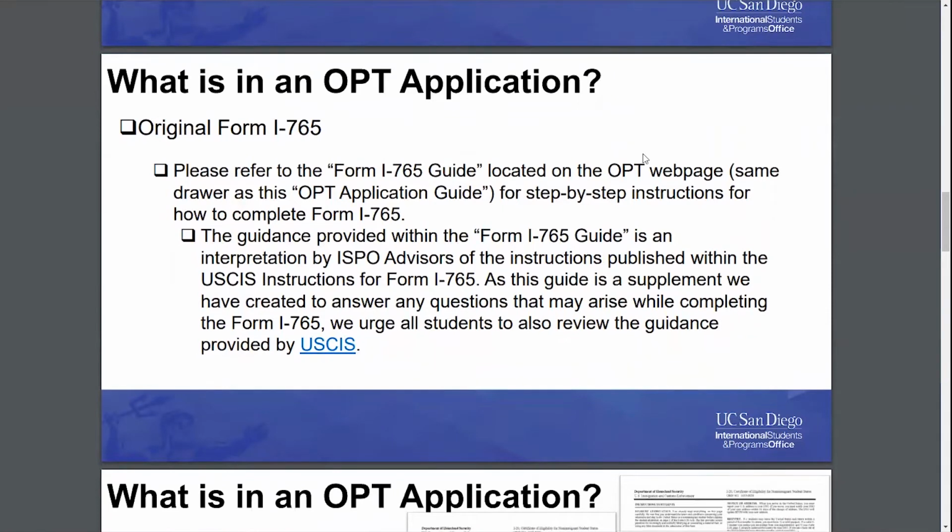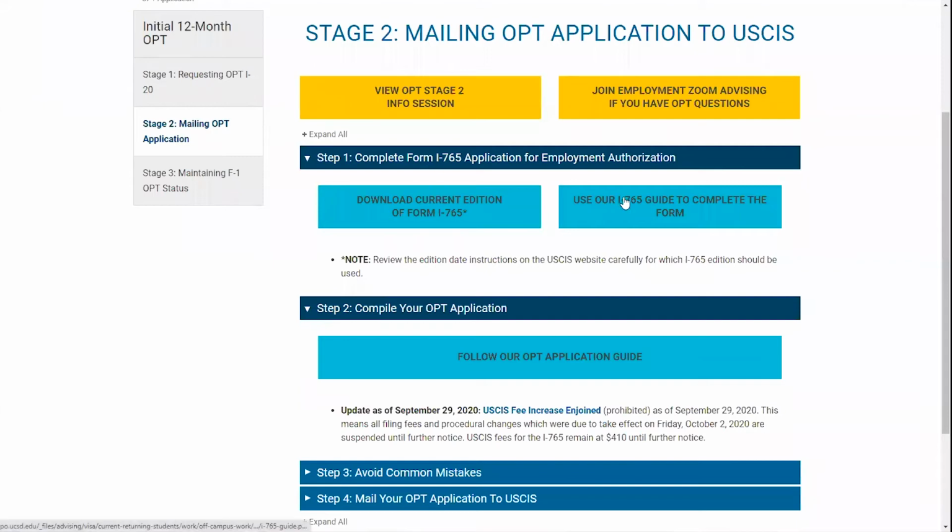The Form I-765 is the United States Citizenship and Immigration Services application for employment authorization. The United States Citizenship and Immigration Service is also called USCIS for short. ISPO has created a separate guide for this form, so let's jump to it.